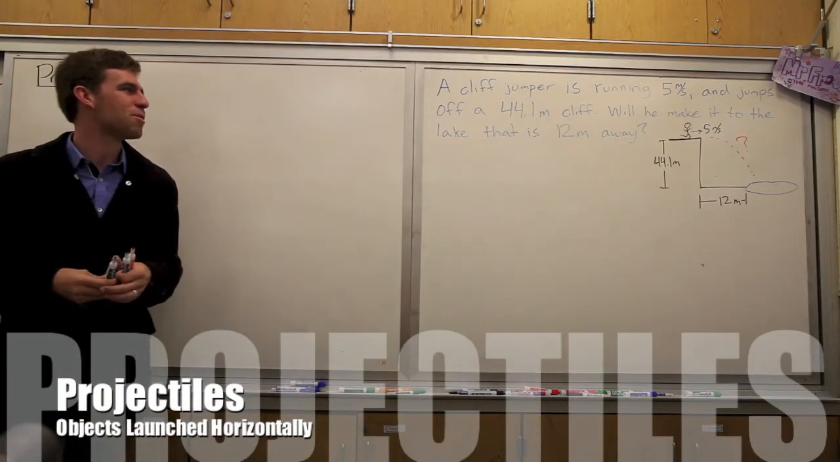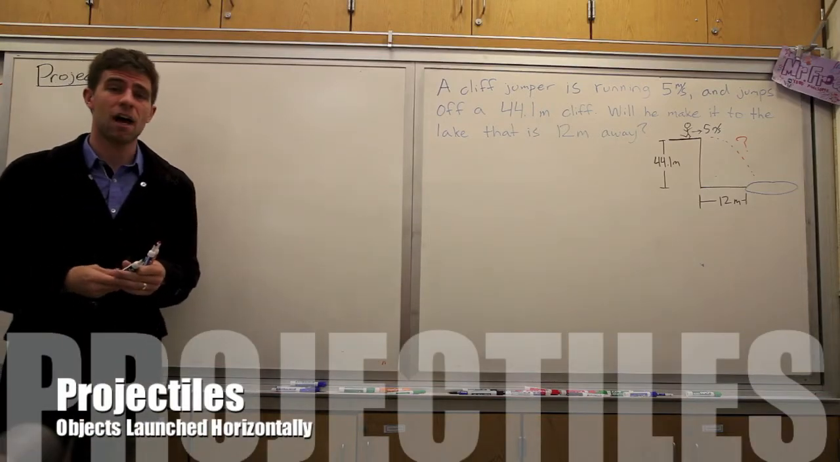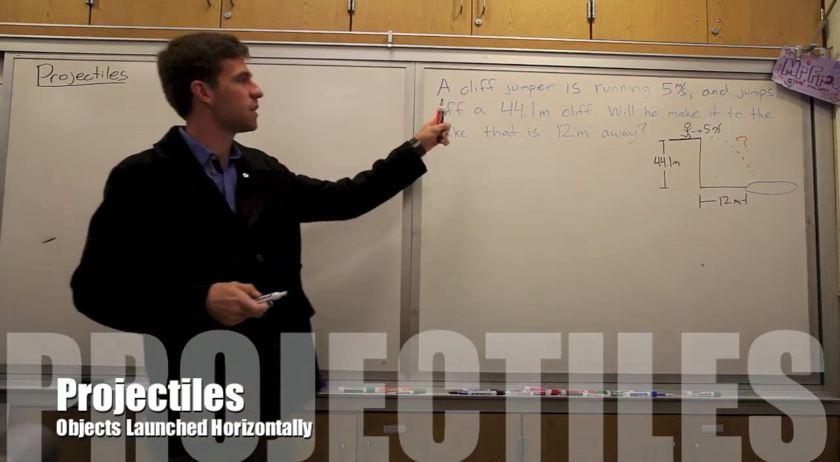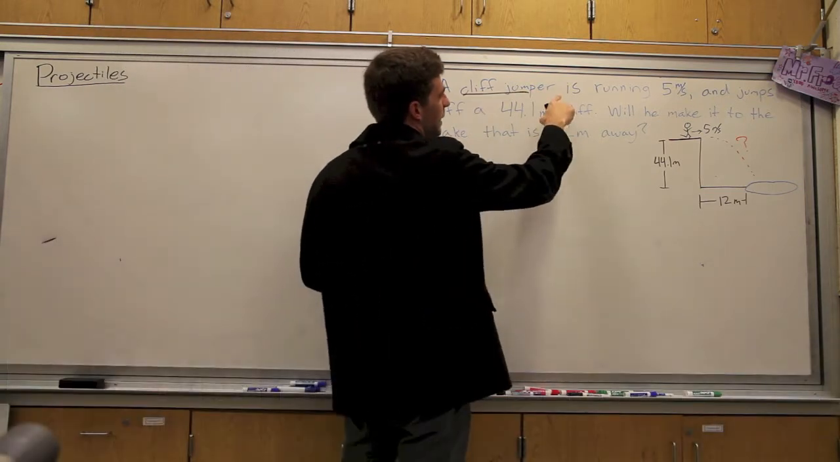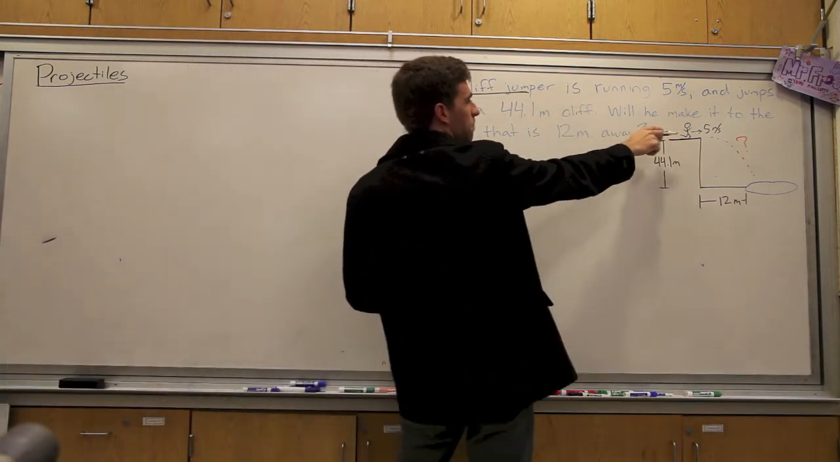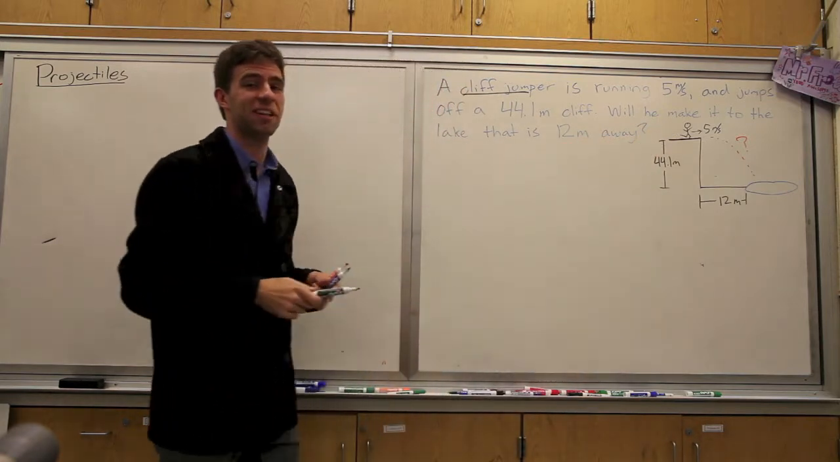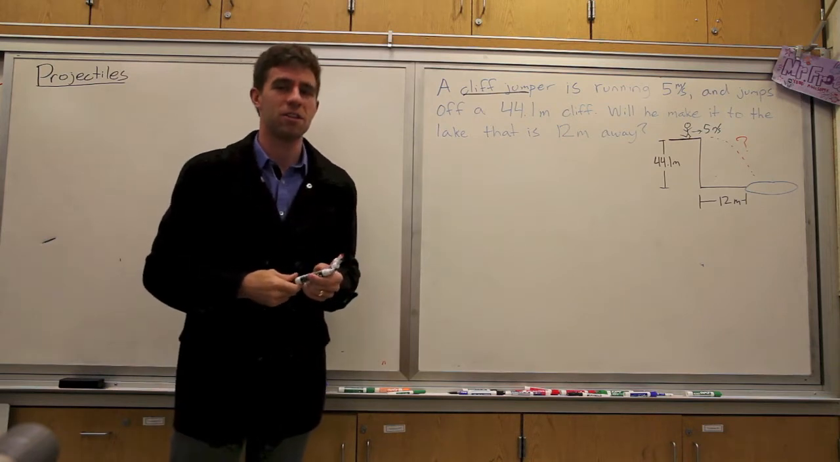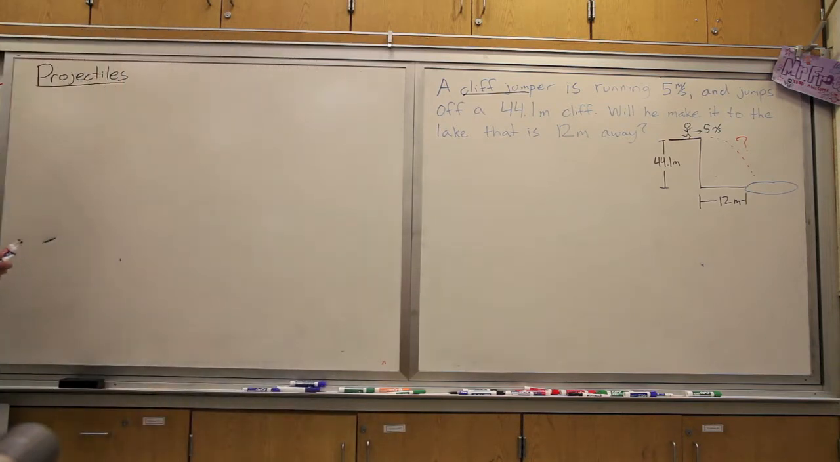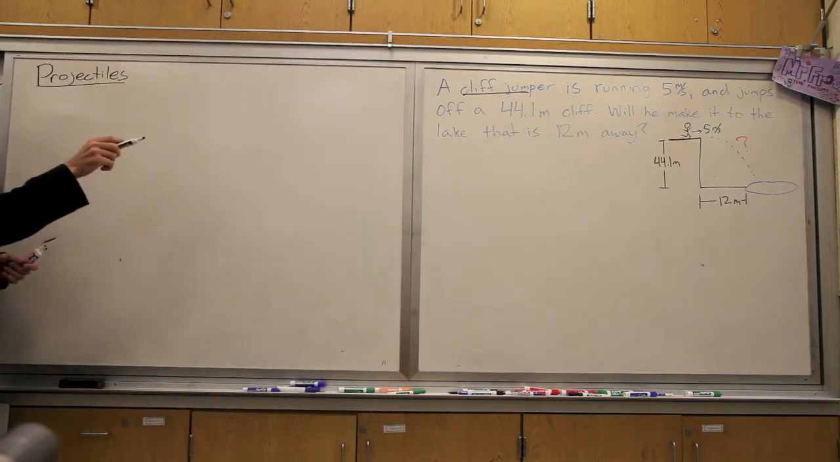Alright, so today we're going to talk about projectiles. Projectiles help us solve questions like this. If a cliff jumper is running 5 meters per second and jumps off a 44.1 meter cliff, will he make it into the lake? His life depends on your answer. So, projectiles are what we need to solve this.